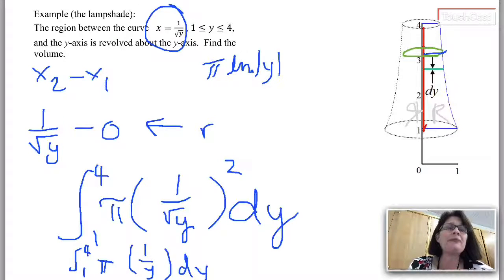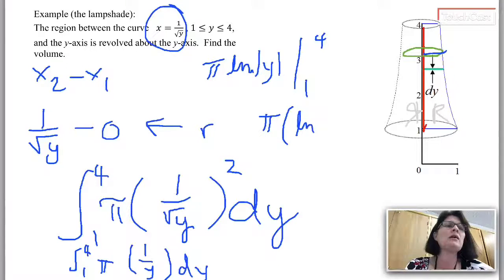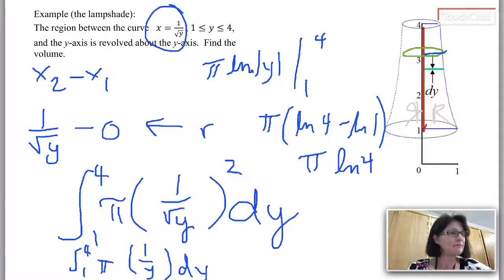I'm going to multiply by pi, and I'm going to evaluate from 1 to 4. So that's pi times the natural log of 4 minus natural log of 1, which is pi times the natural log of 4. There you go.